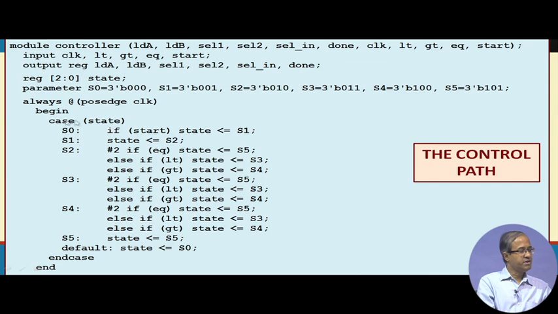So, initially we are in state S0, if start is active, the state becomes S1. Well, if you are in state S1, irrespective of anything else, next state will be S2. Well, if you are in S2, then if it is equal, go to S5, if less than S3, greater than S4. Same thing is done for the states S3 and S4. And whenever you are in state S5, that means you are done, you remain in state S5. Well, and initially if the state is not initialized, so there is a default case which initializes state to state S0. This is for the state calculation.